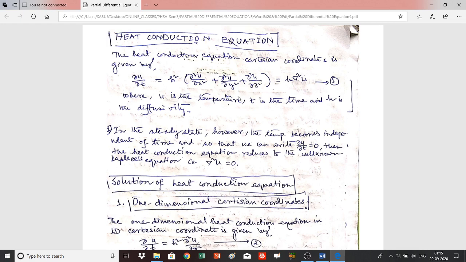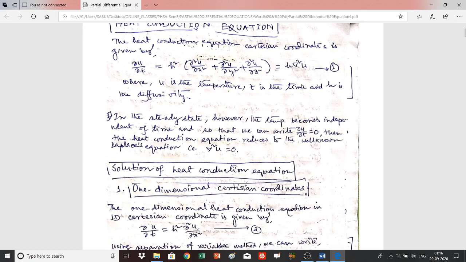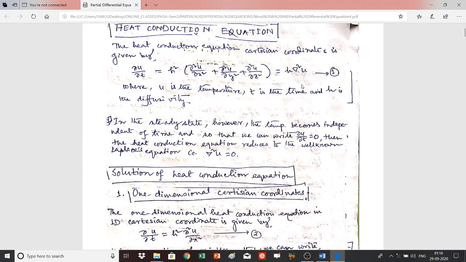In the steady state, you should remember that there will be no temperature gradient, that is, there will be no flow of heat, which means del u by del t will be 0. In that case, this equation reduces to h square del square u equal to 0, and the heat conduction equation reduces to Laplace's equation.